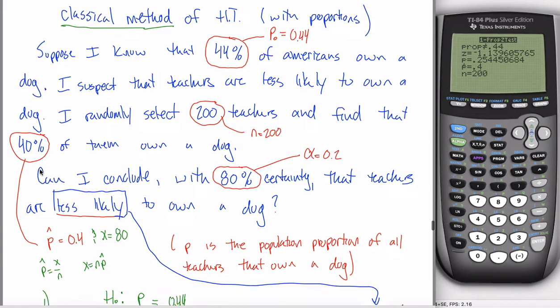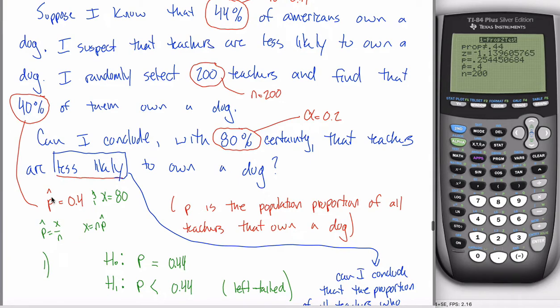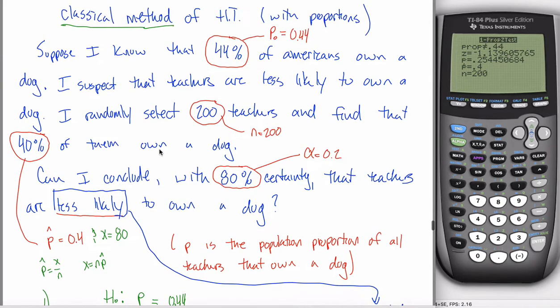Note from that 40%, you're given P hat. And from P hat and N, you can figure out X. So essentially what X is saying is out of these 200 teachers, 80 of them own a dog in order for 40% of them to own a dog. 80 out of 200 is 40%. And you can get back and forth between P hat and X using these two formulas that you see right here. At any rate, the information that's given to us is P hat, P naught, and N.